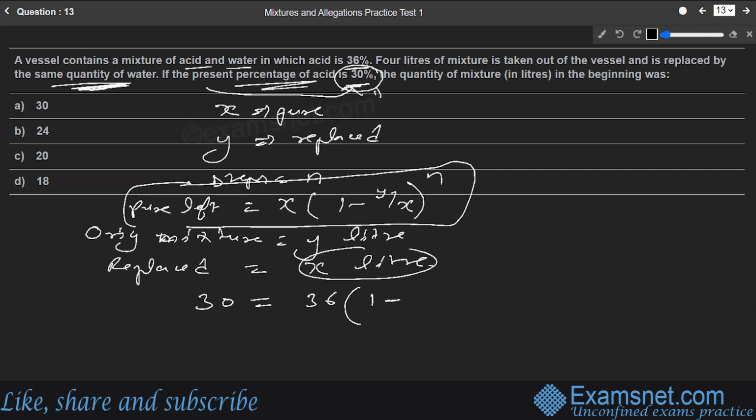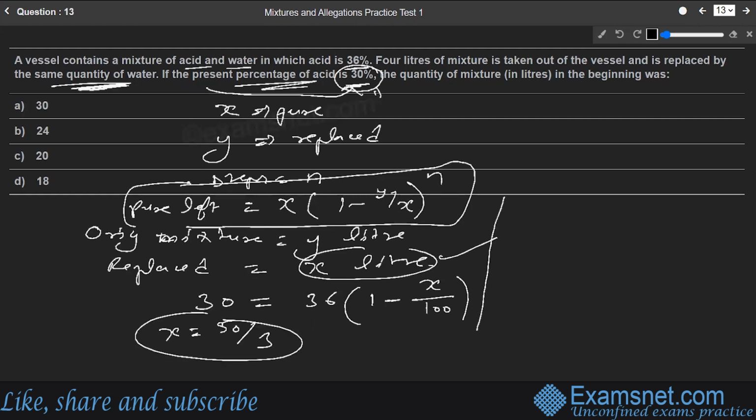We have assumed the replaced part is x, so we'll take it like x divided by original part is, if 36% has been taken, so original part we should take as 100, because 100 is the whole percent of the 36%. Okay, and if we solve for x, x comes out to be simply 50 by 3. So the value of x comes out to be 50 by 3.